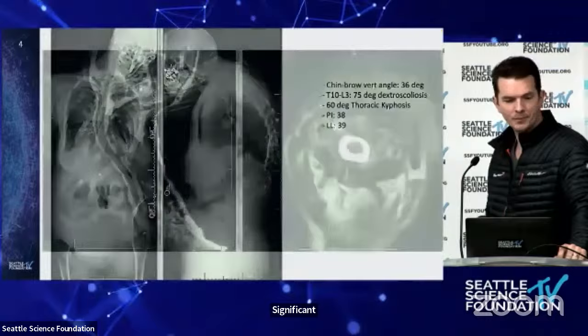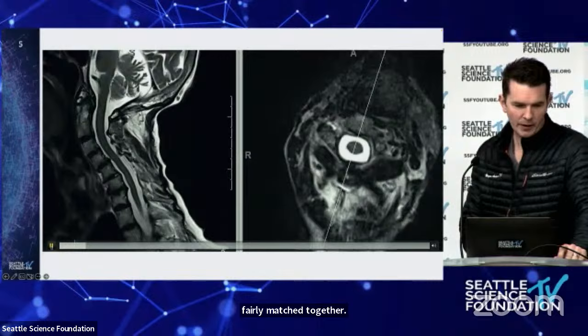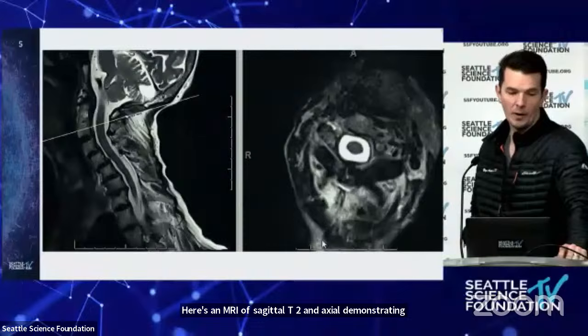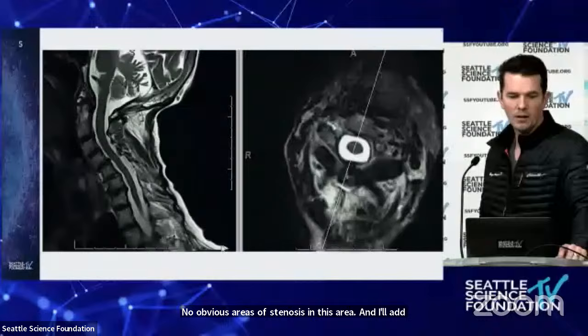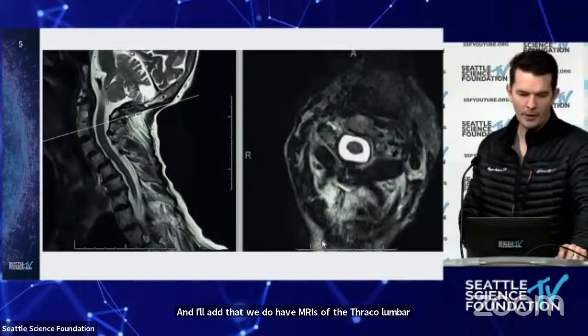Here's an MRI, sagittal T2 and axial, demonstrating that she has quite a wide open cervical spine, no myelomalacia, and no obvious areas of stenosis in this area. And I'll add that we do have MRIs of the thoracolumbar area that I did not include, but they also are wide open without obvious stenosis.